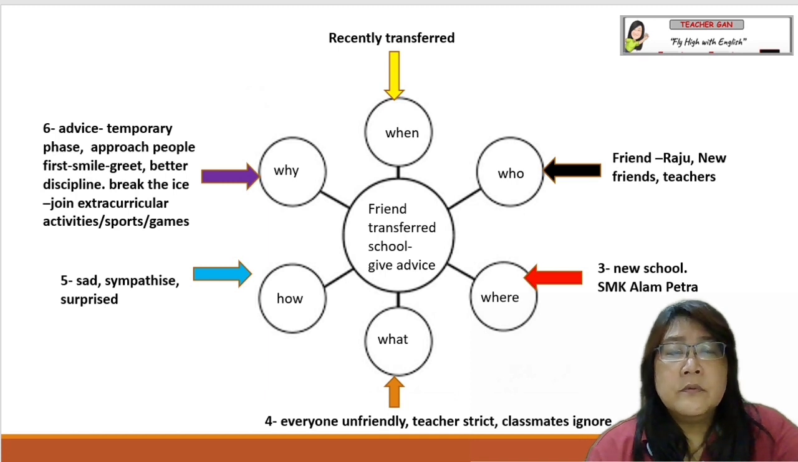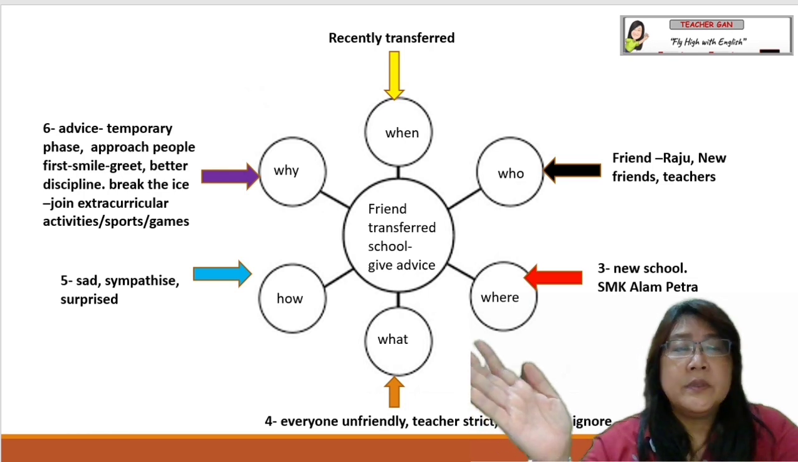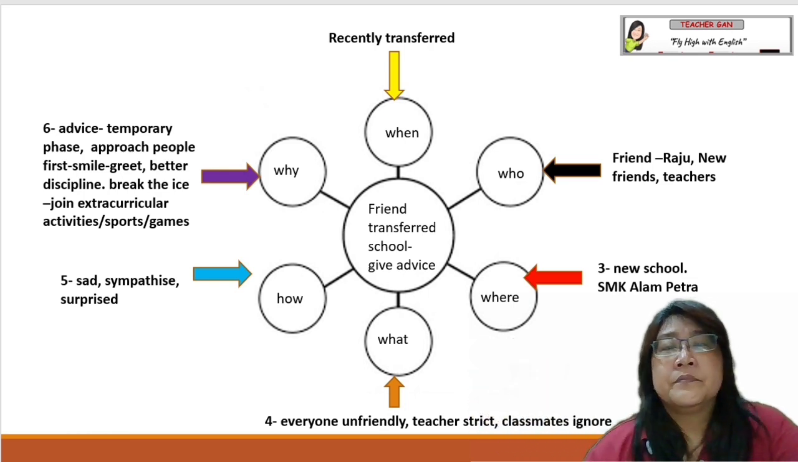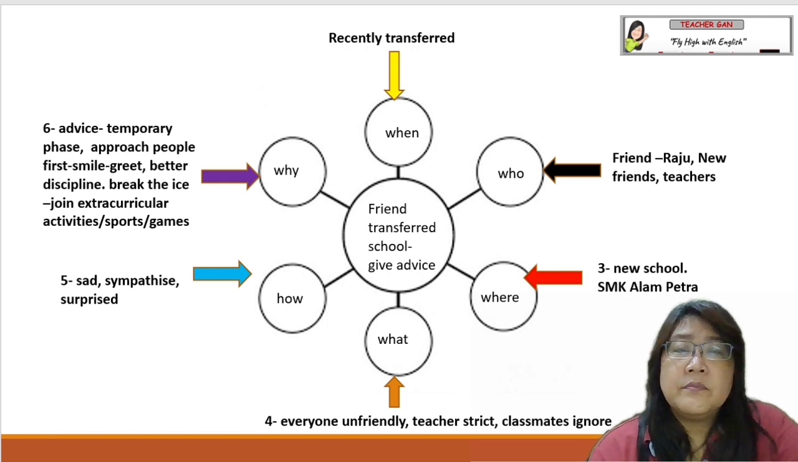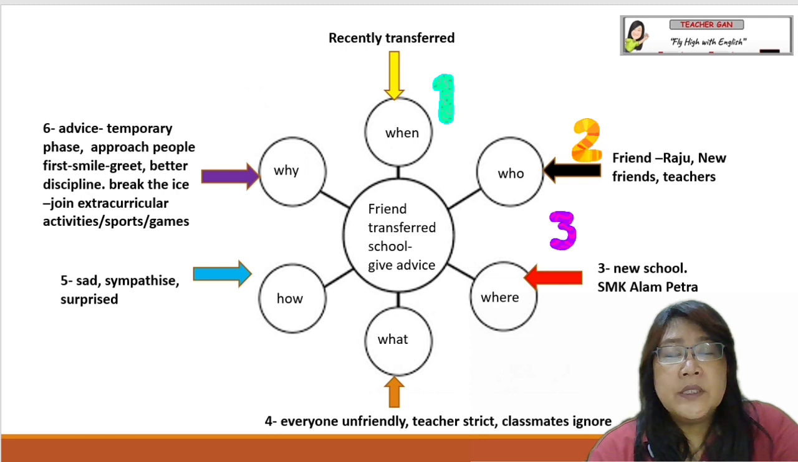For Paper 2, normally with the question, they will give you a bubble map. So this is an example of a bubble map. There are questions like when, who, where, what, how, and why. For example, the topic will be friend transferred school, and then you have to give advice. From here, the first one is when. So you can say recently transferred, and who will be your friend Raju, and also his new friends and teachers in the new school. And then where, you can name the school, it is a new school. For example, you name it SMK Ala Petra.